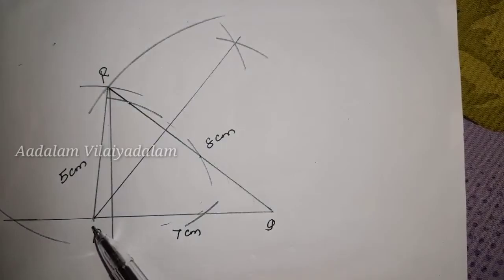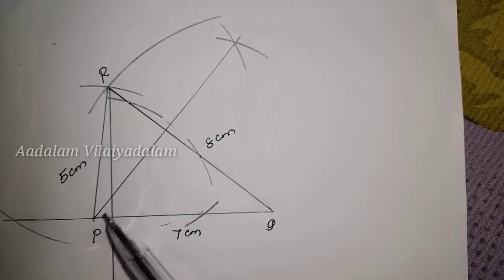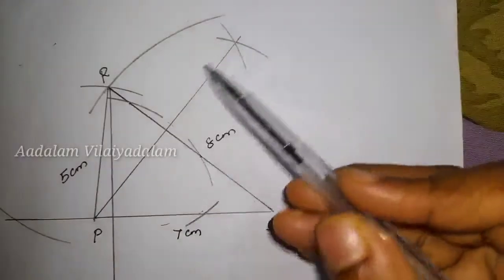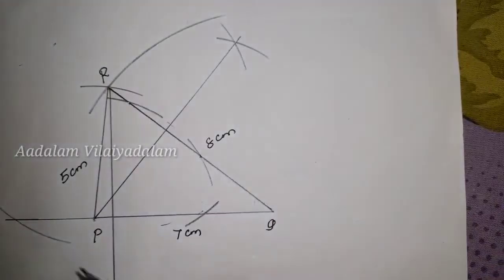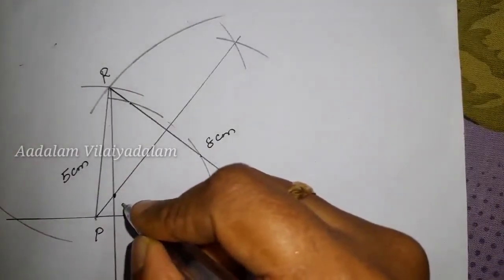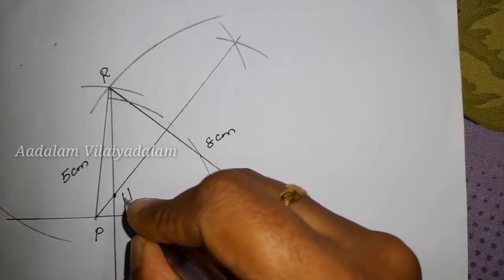Orthocenter means the point of concurrency of the altitudes of the triangle. This is the altitude of P and this is the altitude of R. The meeting point is the orthocenter. It is denoted by the letter H.